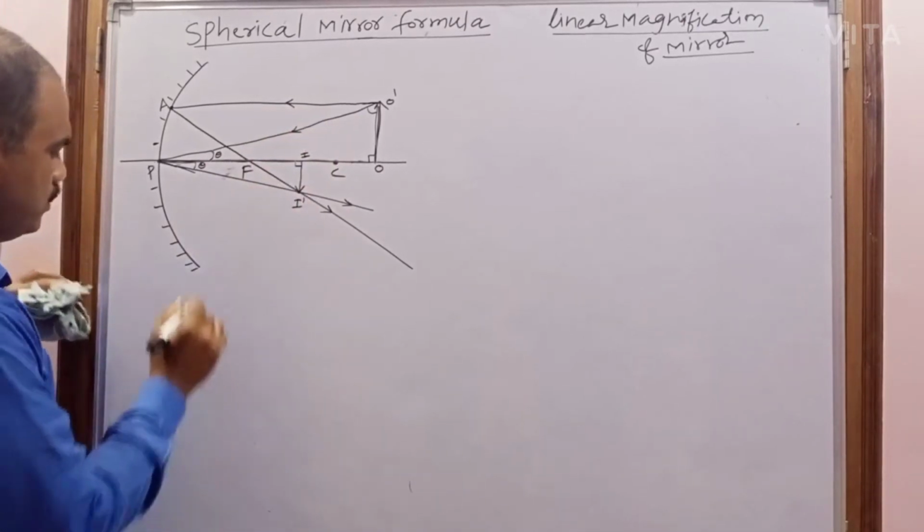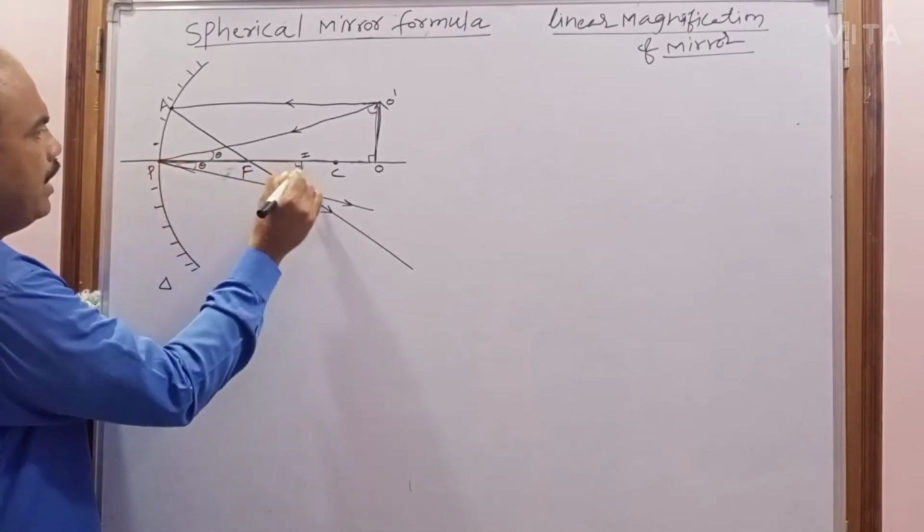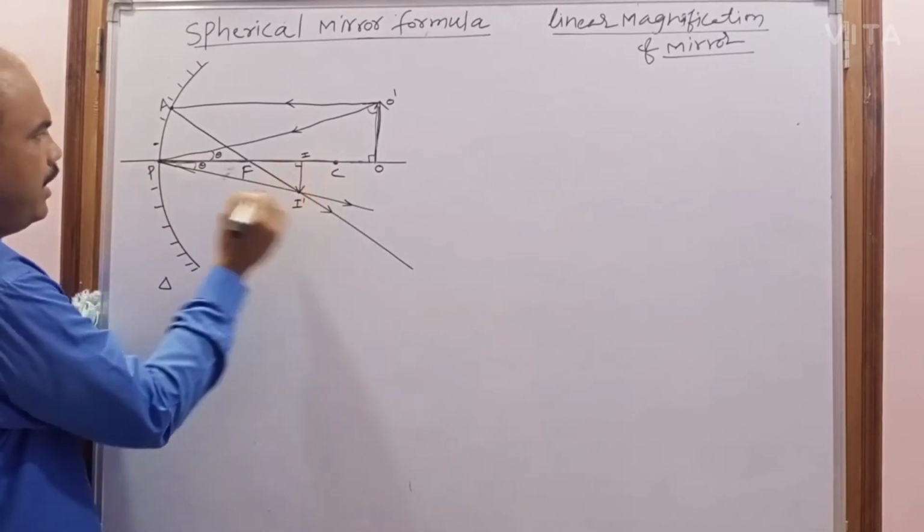So what are the two similar triangles? The first one is the triangle, what is the name? PII dash or II dash P.